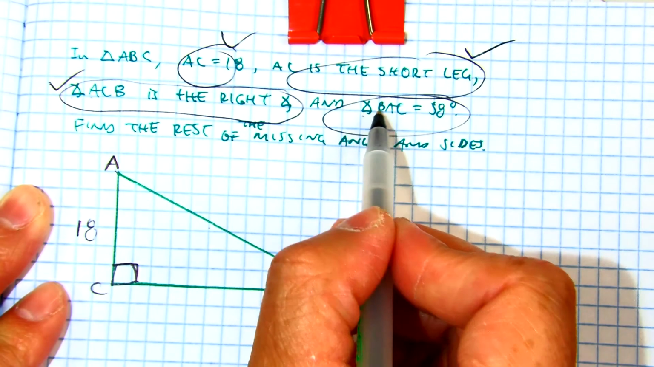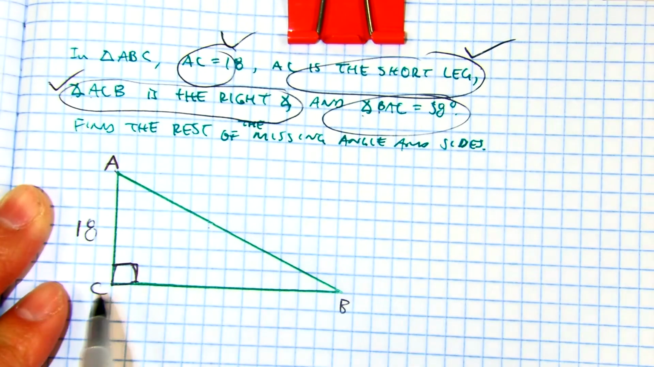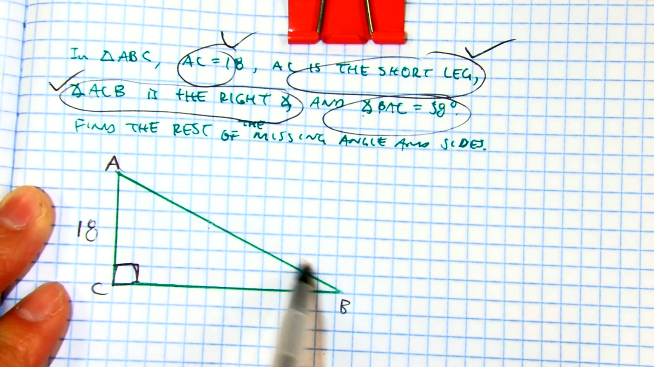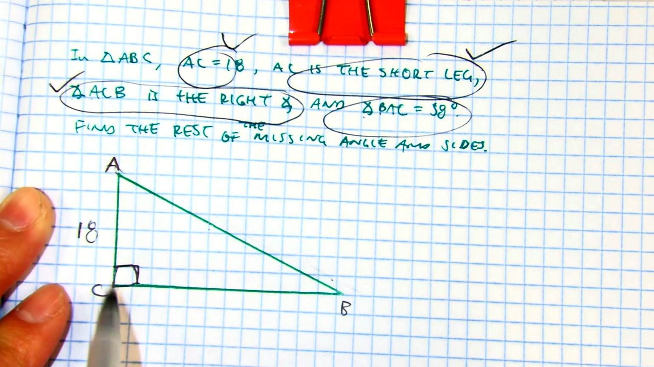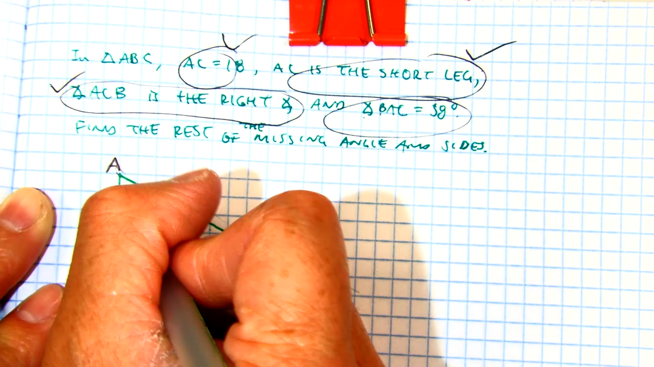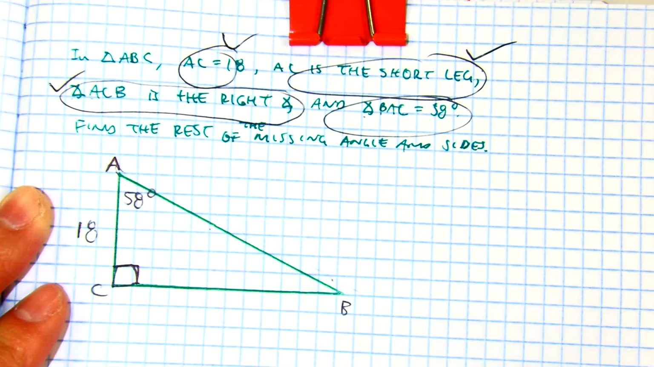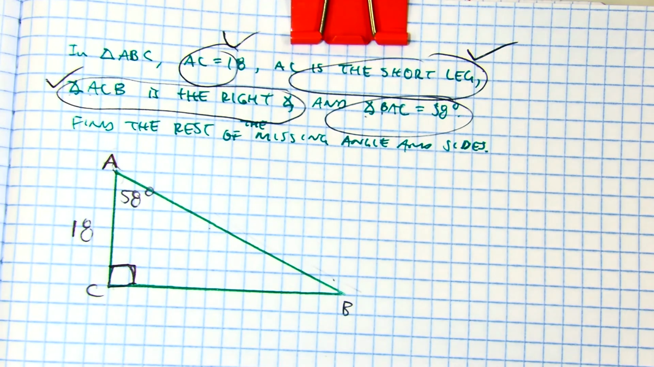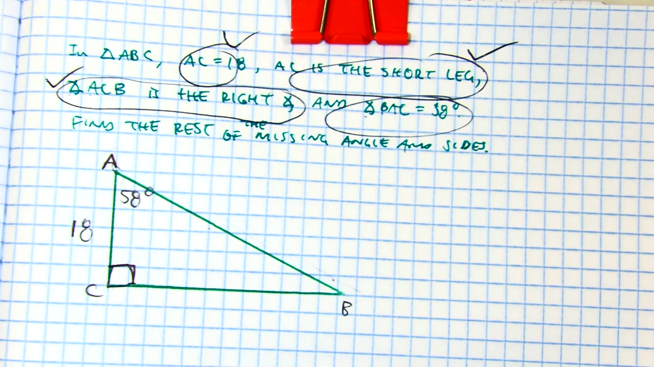Angle BAC. So I start at B, I go to A, and then I go to C. So the two rays form the vertex there. A is the middle letter, so essentially this is called angle A. That is 58 degrees. Find the rest of the missing angles and sides.